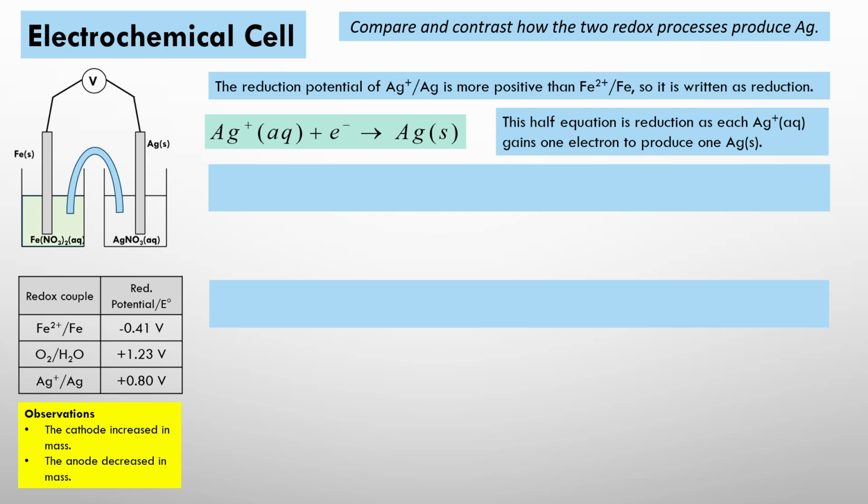Okay, now when I explain this using electron gain or loss, here we need to be specific in the number of electrons that need to be gained by the reactant. In this case, it's a silver plus ion, and each silver plus ion needs one electron to become one silver solid atom.